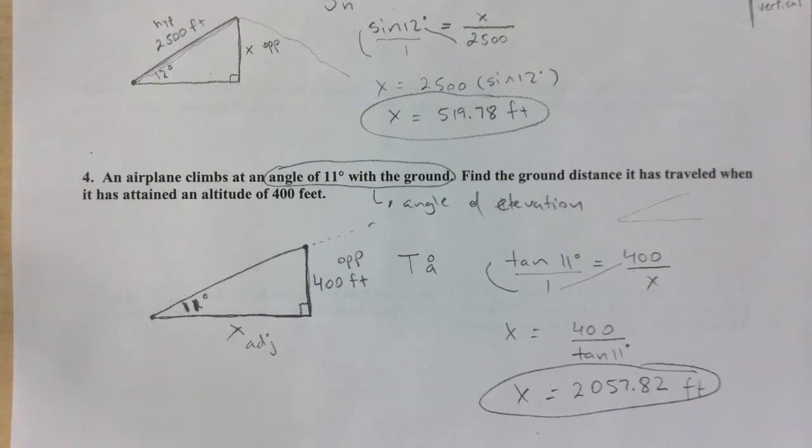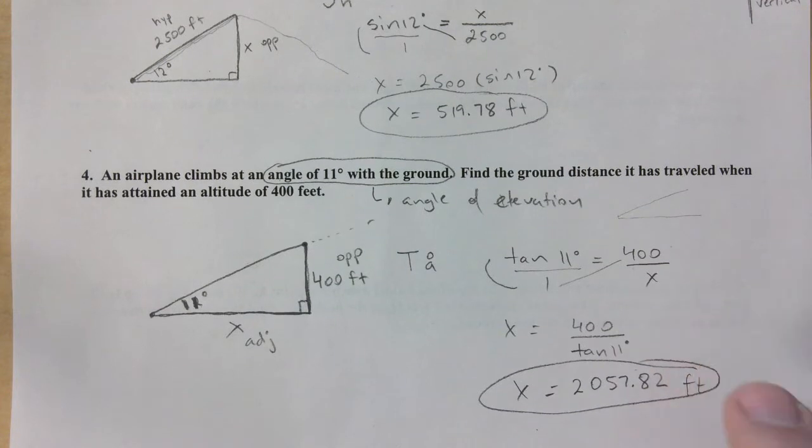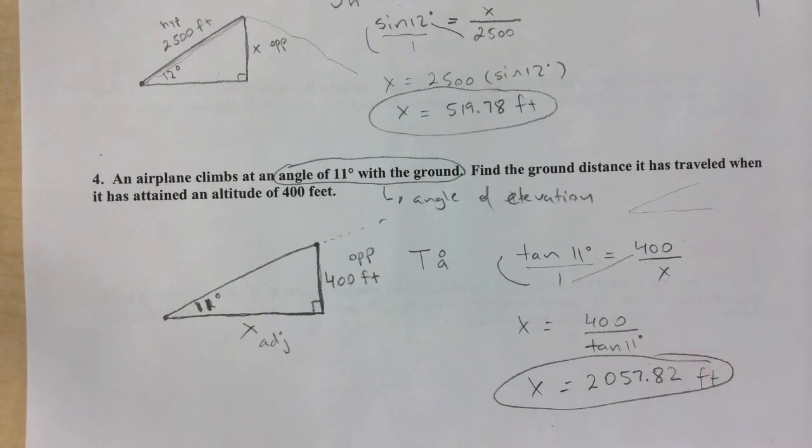Sure you have that written down? And I hope you're following along. 400 divided by tan of 11. I get 2,057. Is yours set to degrees? Yeah. You're going 400 divided by tan of 11?